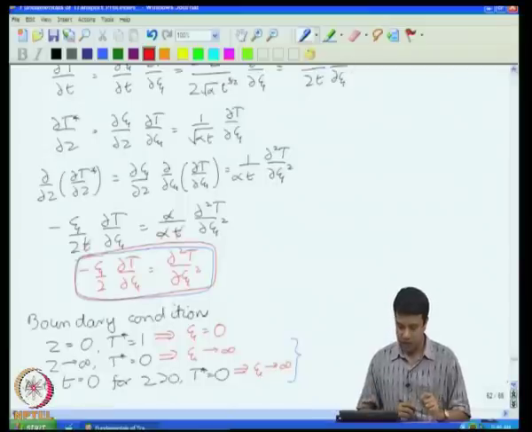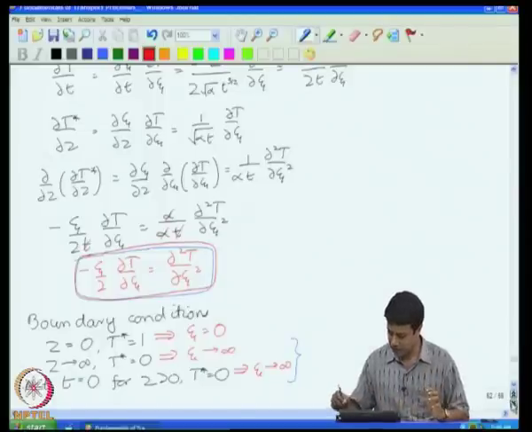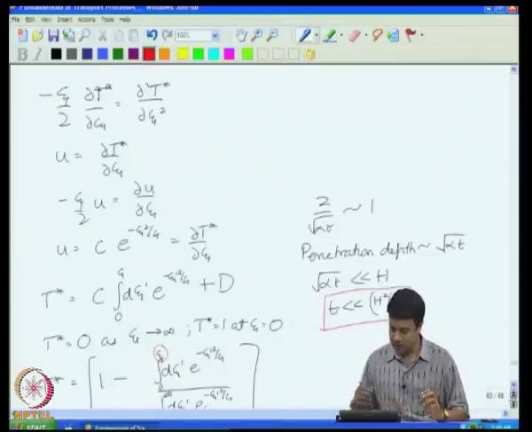The original problem had two boundary conditions and one initial condition. The problem in terms of the similarity variable should have only two conditions because it is a second order differential equation in psi alone. And I showed you that one boundary condition and one initial condition when expressed in terms of psi reduced to the same condition. Once that was done, then I had a way to solve the problem. And from that we found that the penetration depth is increasing as square root of alpha times t.